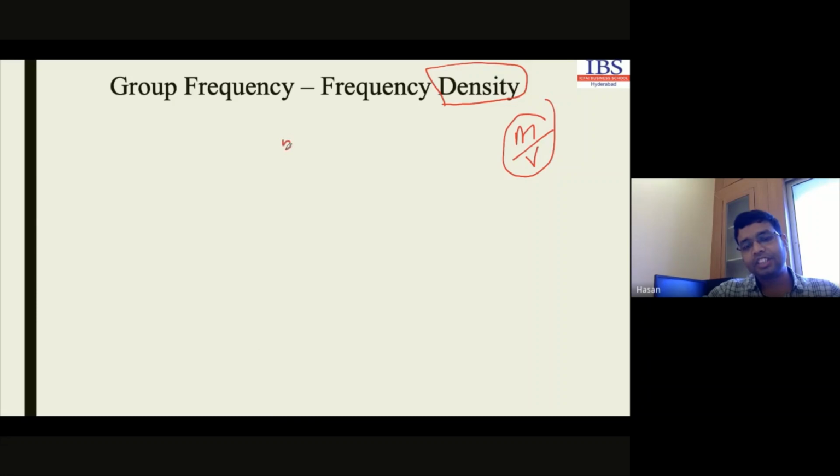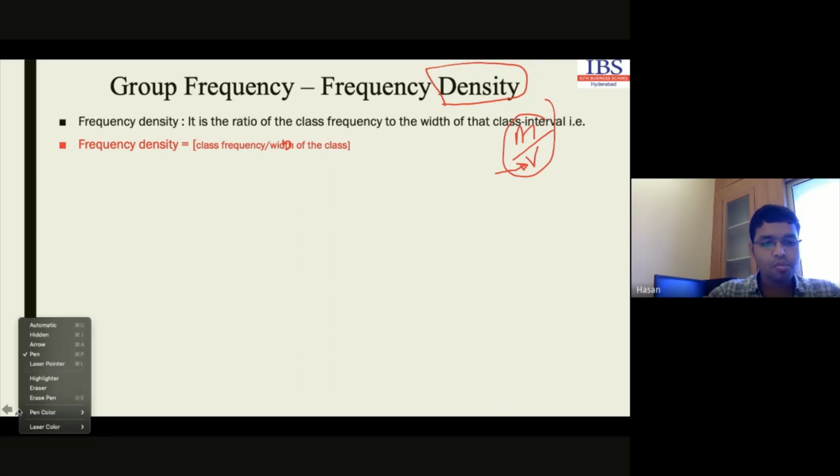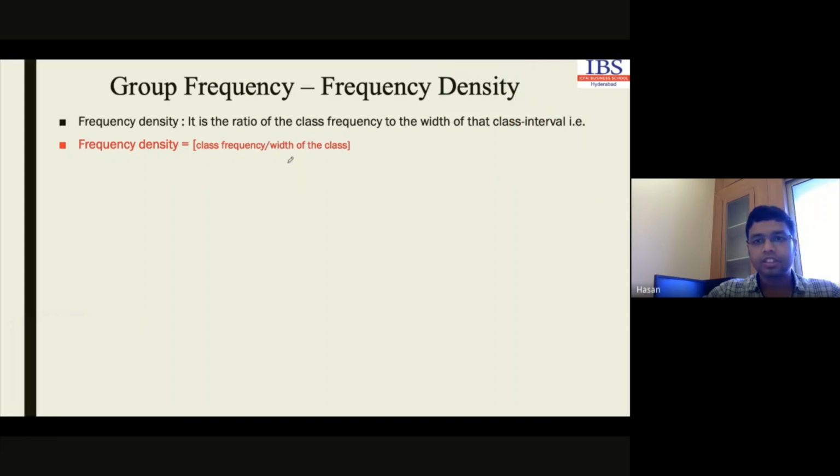Mass as the class frequency and volume should be the total frequency. Total के respect में कितना है? Okay. So in the very example, we have considered this one. It is the ratio between the class frequency for a particular class divided by the class width. Okay, class width. So in density, what we learn? Mass by volume.